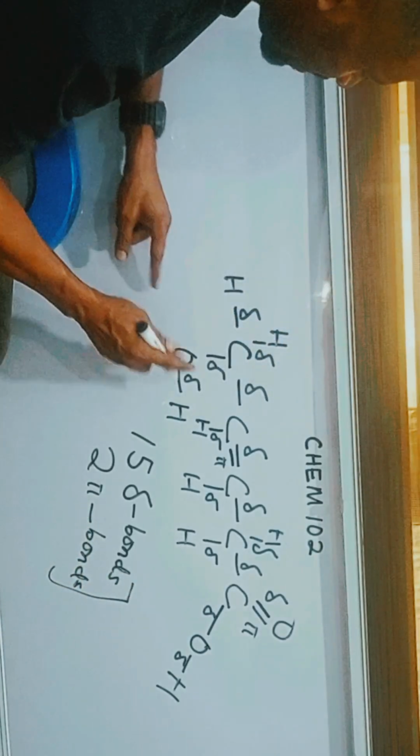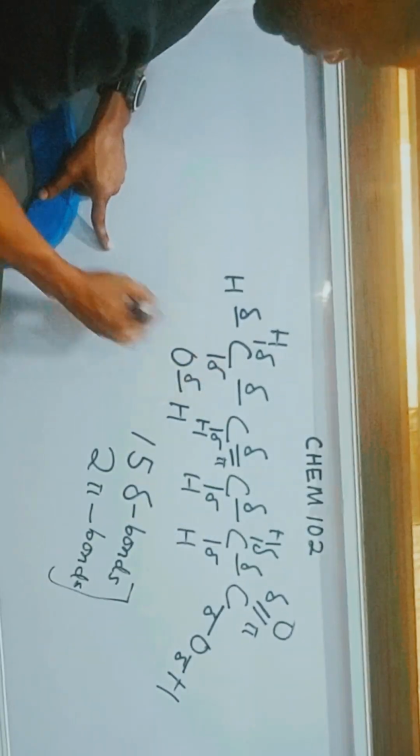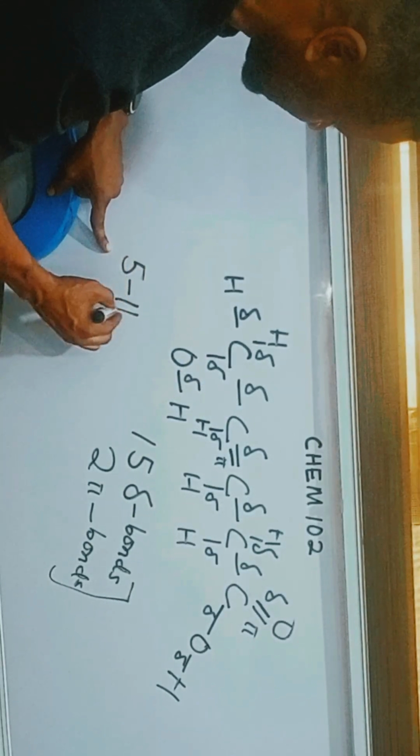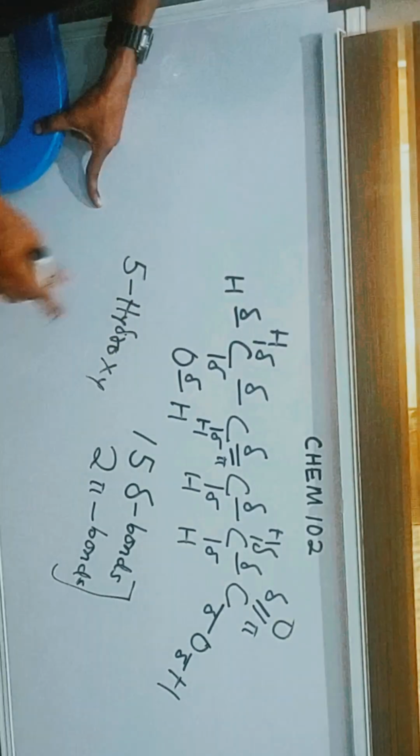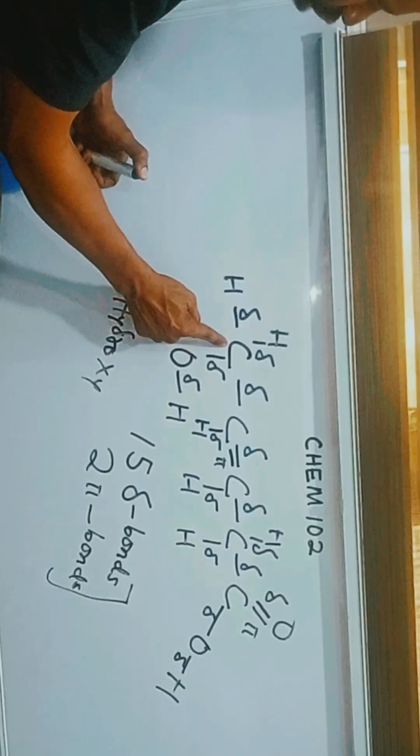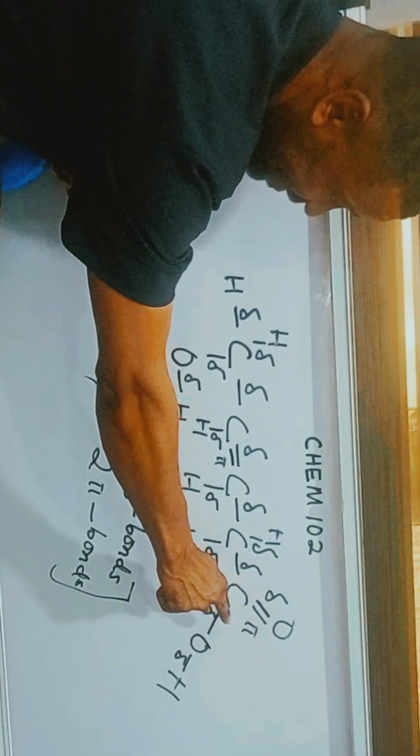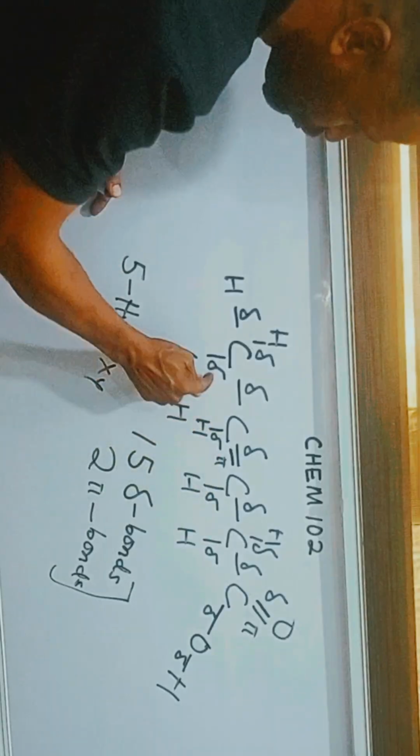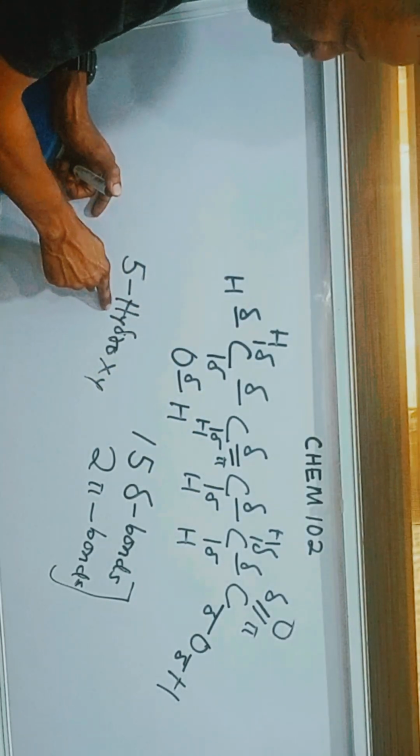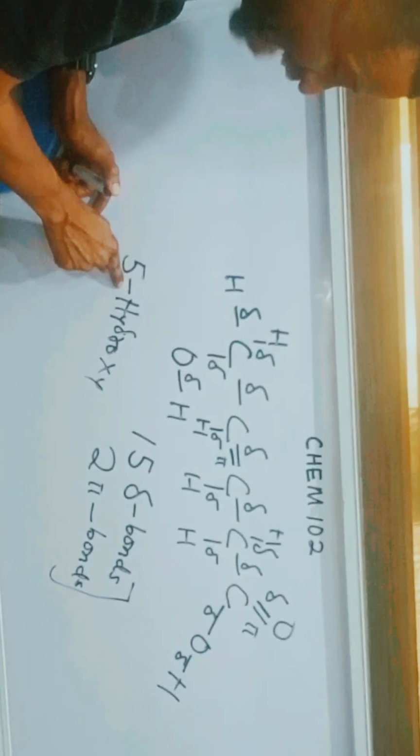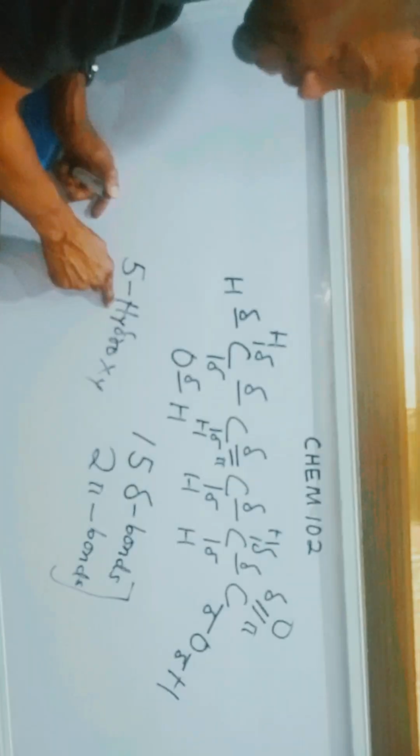Remember, the structure is 1, 2, 3, 4, 5. That means 5 hydroxy. The hydroxy group is bonded to carbon number 5. We count from where the main functional group is, which is carboxy group. 1, 2, 3, 4, 5. 5 hydroxy. Remember, a number has to be separated from a name using hyphen. Take note of that. And this name here must start with capital letters, not a style.